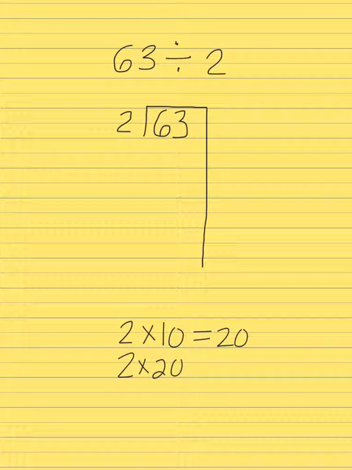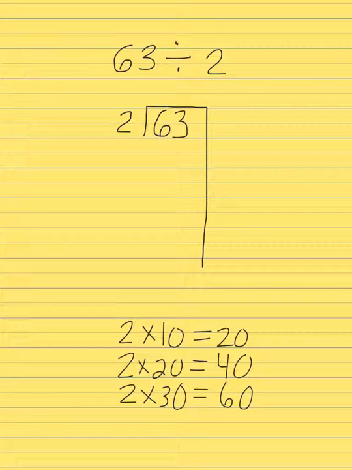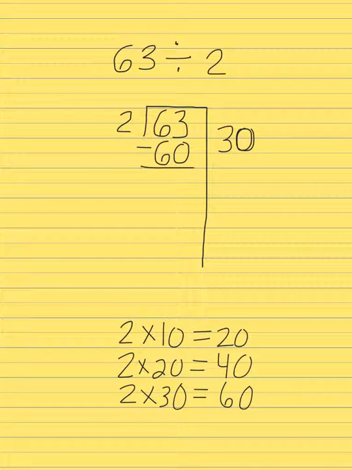Could we use a 2 times 20? Yes, we have enough, and even try to go a little bit higher with a 30. So just like we do with the algorithm, we want to teach them to get as close as possible, but it's not required. So we're going to use first a 2 times 30, so 30 goes on the outside, and we multiply, which is 60. Subtract like you do with the algorithm.